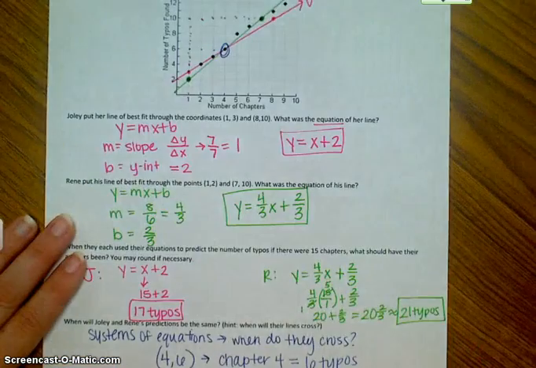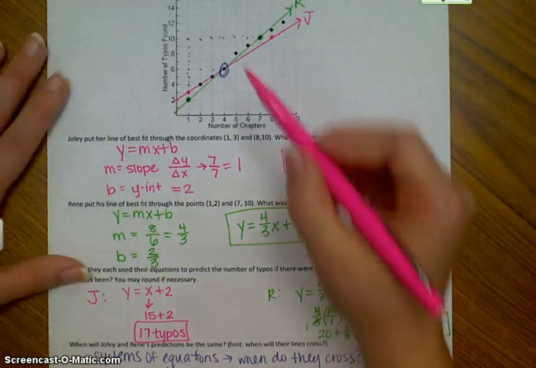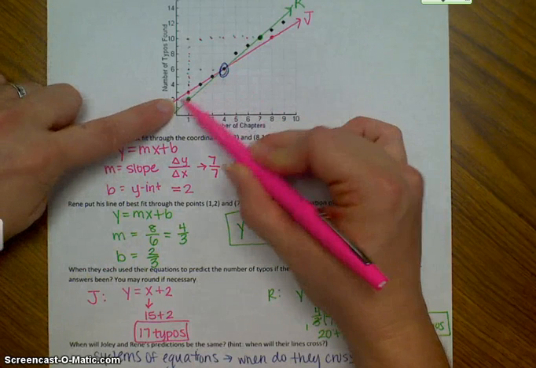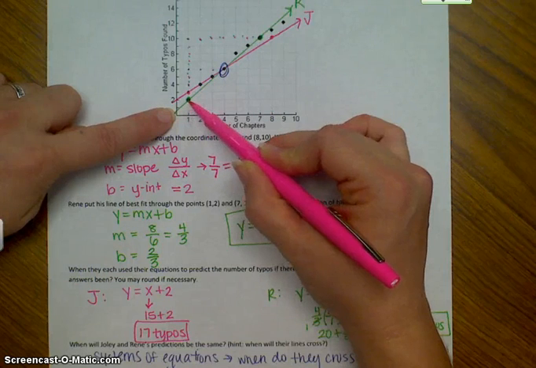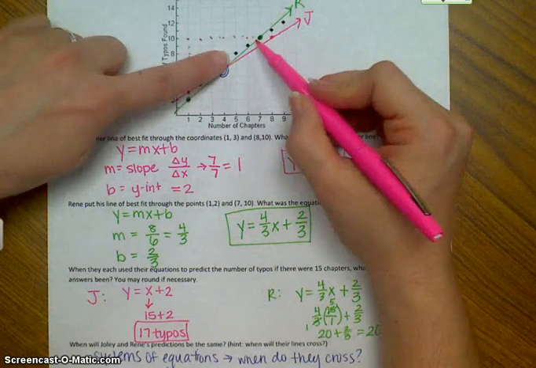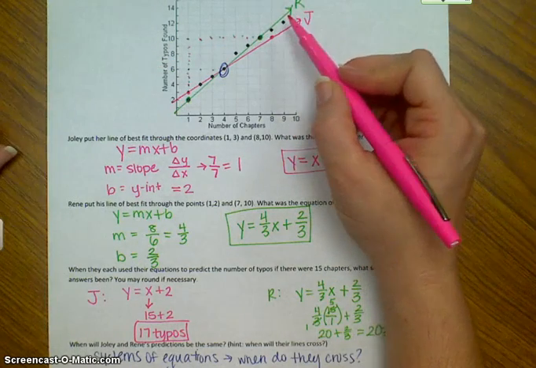But we just need to be able to interpret this otherwise. Of course, this one's kind of easy, but what this is showing is that Jolie has the higher prediction rate at first because she has that higher y-intercept, but because Renee has a steeper slope, eventually his line is going to surpass hers, and then over here he now has the higher prediction rate after that chapter 4 mark.